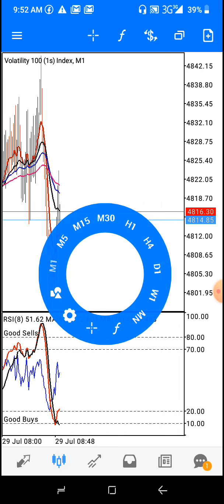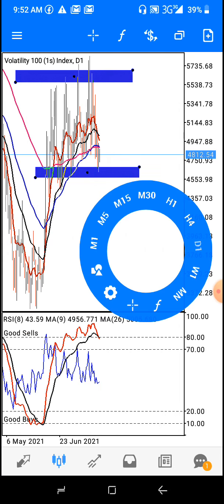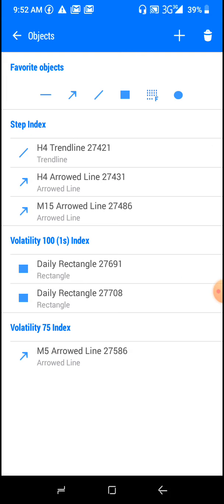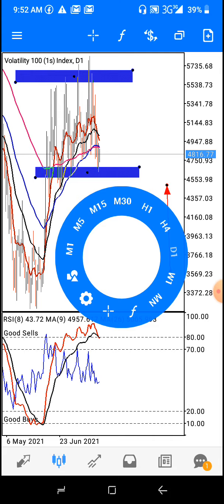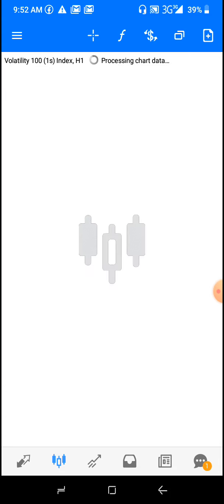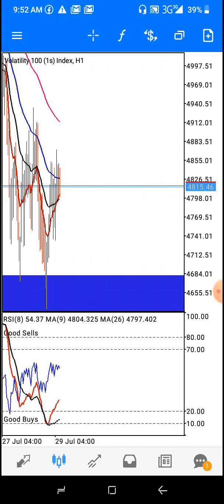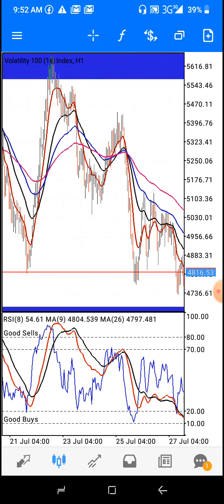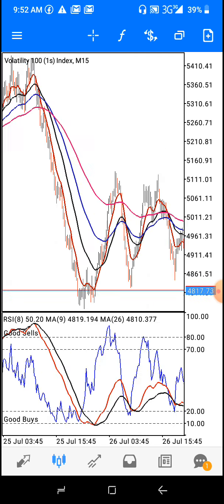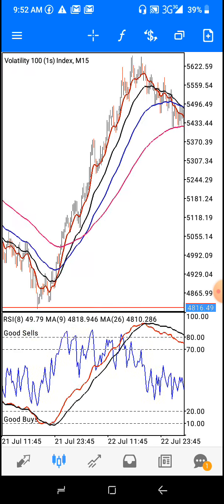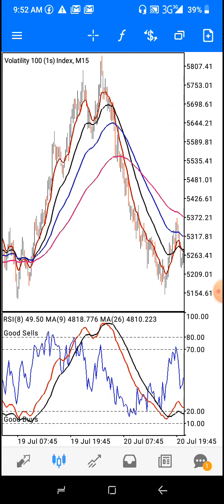Let me go back to the daily. This area here is our support level, and that area above there is our resistance level. So for you to be able to use this strategy very well, you have to step down to the smaller time frame and wait for the market to get to any of those levels. Then you use the moving average crossover and take your sell entries.